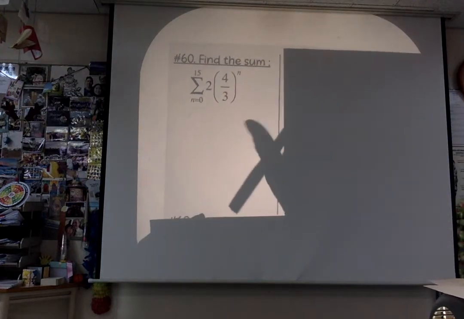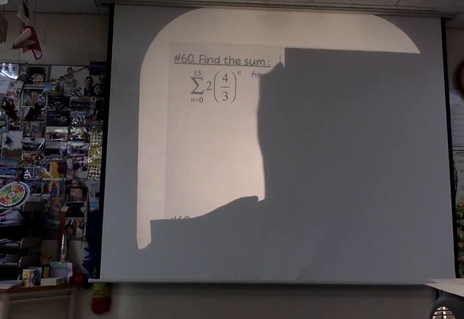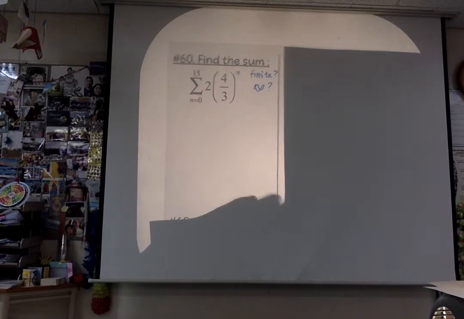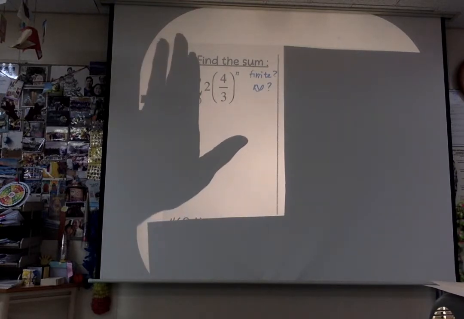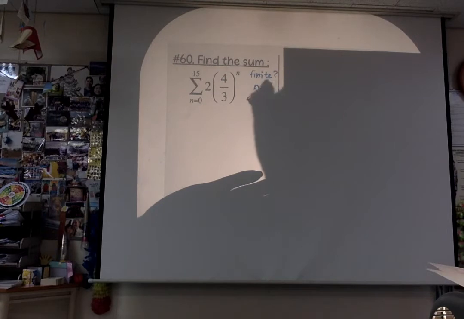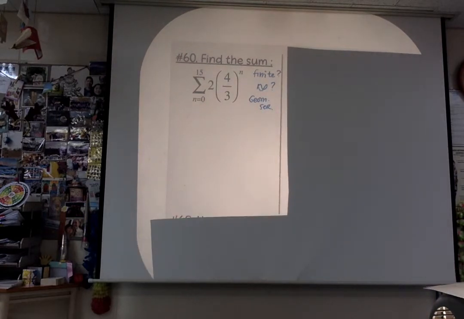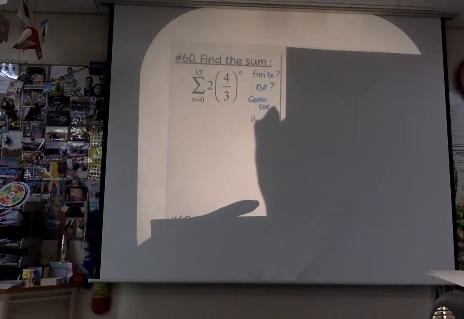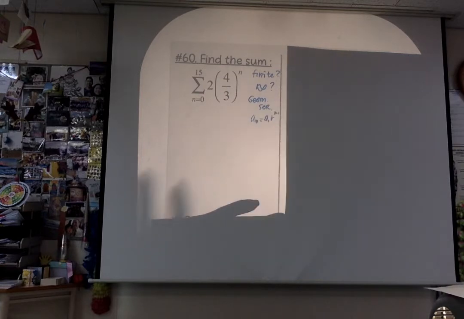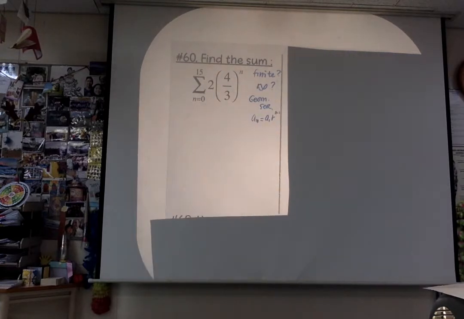Again, let's decide: is this a finite or an infinite series? And clearly, this formula tells you that this is a geometric series, right? But wait, you might be complaining that you don't recognize this formula, because the geometric sequence formula you learned is a sub n equals a1 times r to the n minus 1. Well, I'm going to show you how this is related to that in a step, okay?